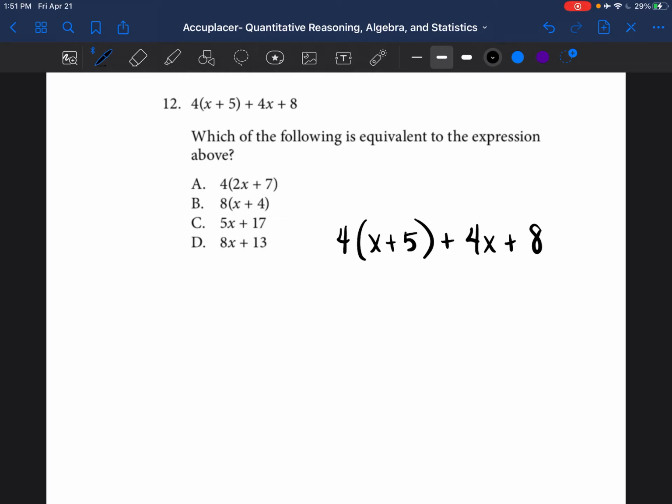Our goal always is to get the X by itself. But before we can get the X by itself, this problem is asking us to do a few more things before that. So anytime I see a parentheses in an equation, I know that's usually the first thing I'm going to have to handle. There's a number outside of the parentheses, so I'm going to have to distribute. Distribute means take this 4 and multiply it by everything that's inside that parentheses. So first, I'm going to do 4 times x, which is 4x. Then I'm going to do 4 times 5, which is positive 20.